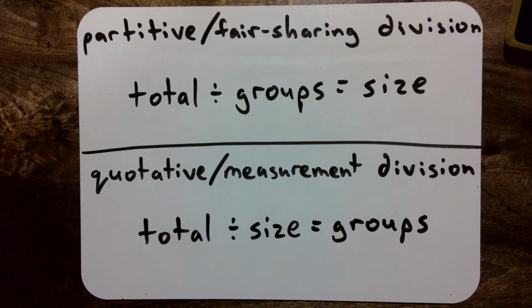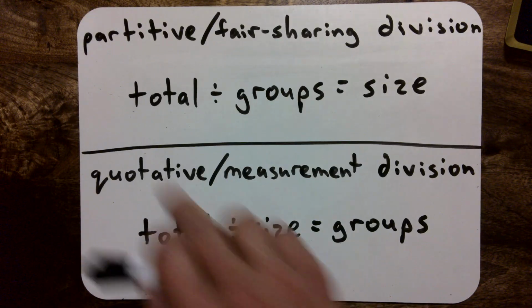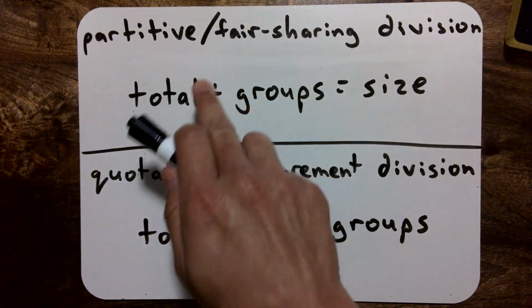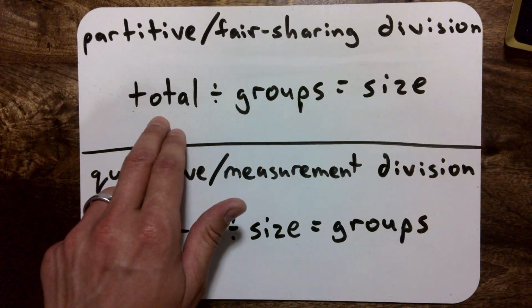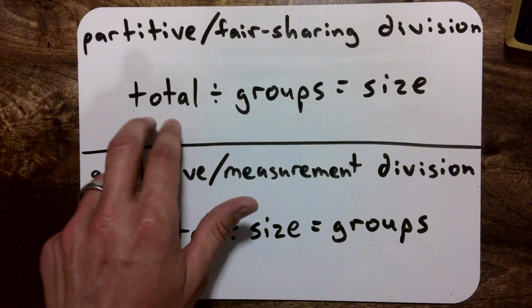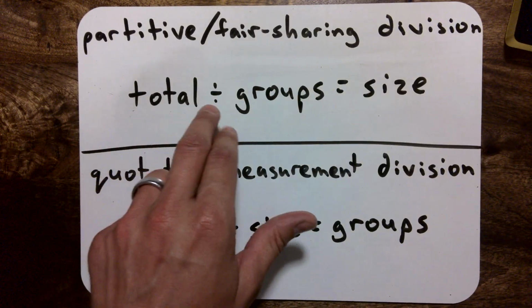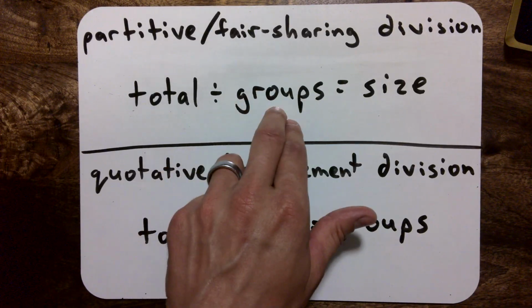In this video, we're going to discuss CRA models for partitive or fair sharing whole number division. There are two different ways that we can conceptualize whole number division. We're just going to talk about the first type in this video, the partitive or the fair sharing. This is where our dividend, the total, that's always our first amount, is what we're dividing by our divisor.